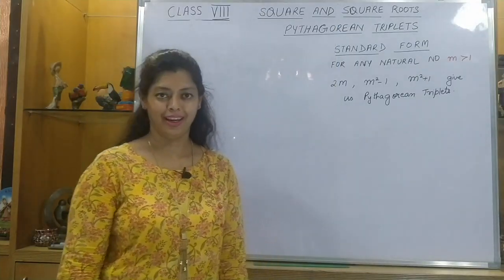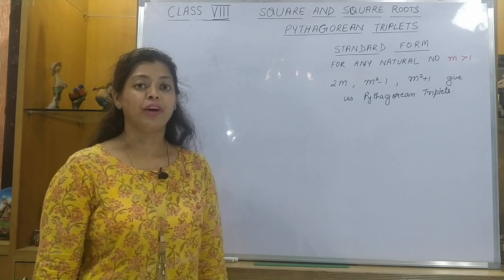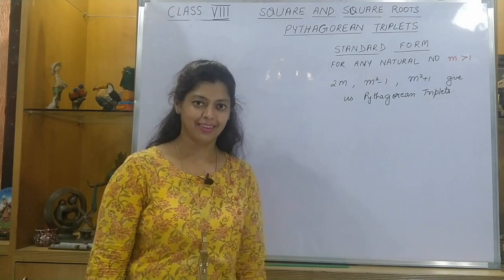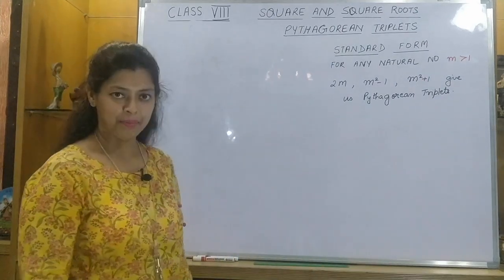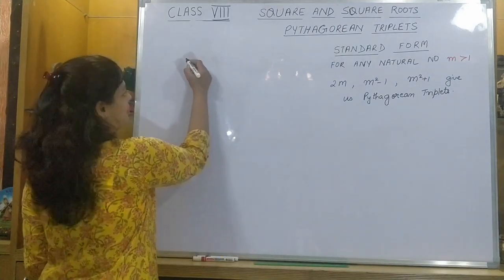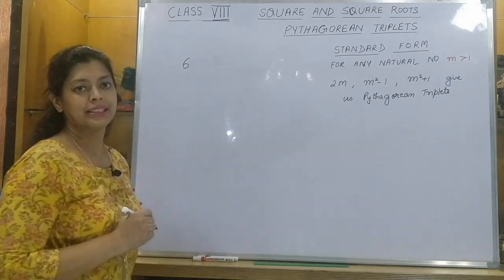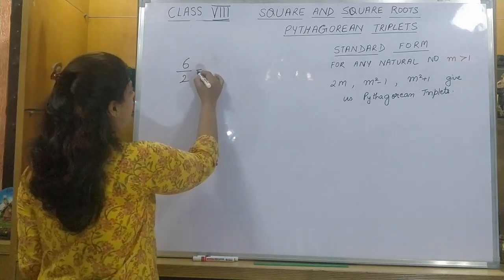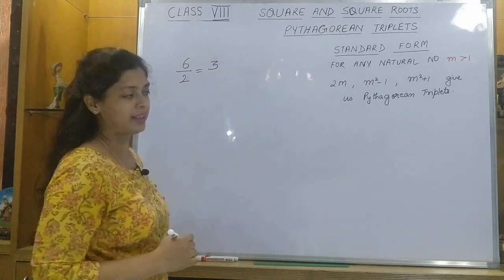In a similar way, there is a shortcut method to find the Pythagorean triplets when the number given is even. To explain this, I will take a few examples. First I take number 6. My step 1 is to divide the number by 2. On dividing I get 3, which is an odd factor.